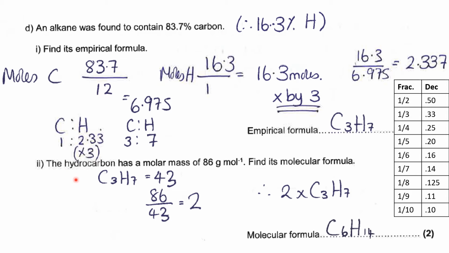Okay. Next one. We have the molecular mass of this is 86 grams. We have to find the mass of C3H7, which is 43. This means that we have two lots of these. So if we times this by 2, we get our molecular formula there.